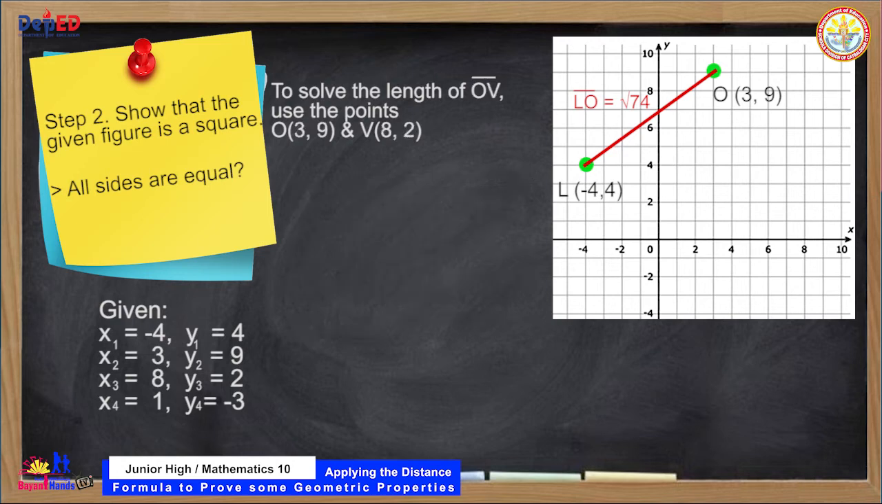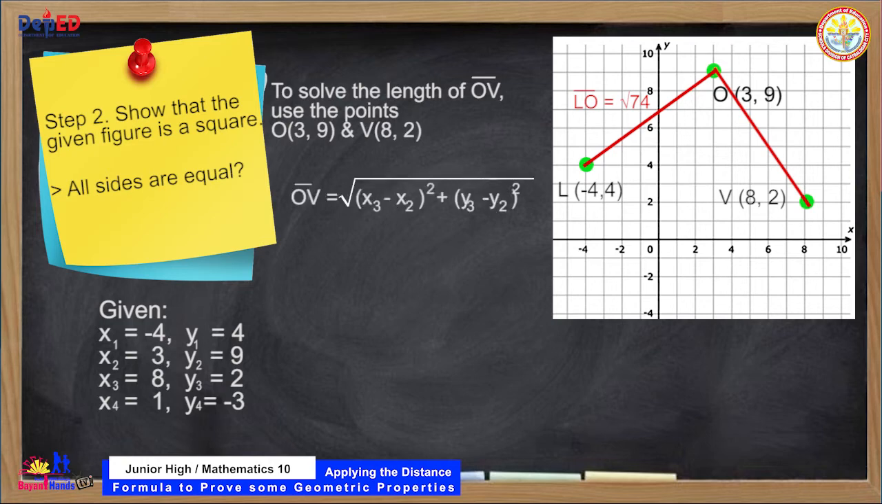To solve the length of segment OV, use the points O, 3 and 9, and point V, 8 and 2. Since it is the second and third point, our formula is segment OV is equal to the square root of the square of the quantity x sub 3 minus x sub 2 plus the square of the quantity y sub 3 minus y sub 2. By substitution, we have segment OV is equal to the square root of the square of the quantity 8 minus 3 plus the square of the quantity 2 minus 9.